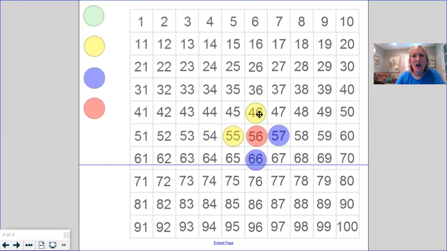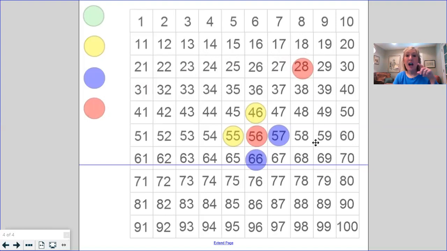I'm going to look in the columns. I'm going to find 8 1s and move down. There's 2 10s and 8 1s. So that's my number, 28. Okay, what is one more than 28?